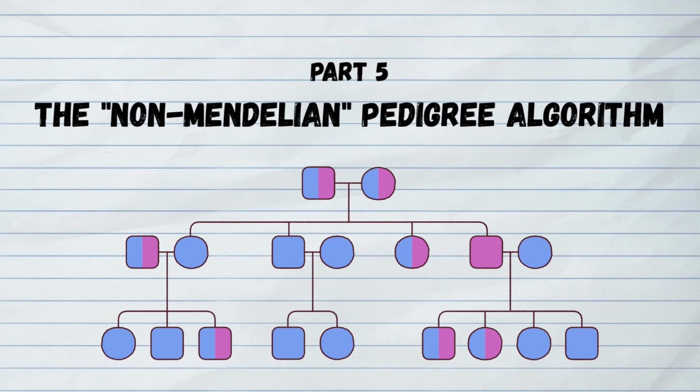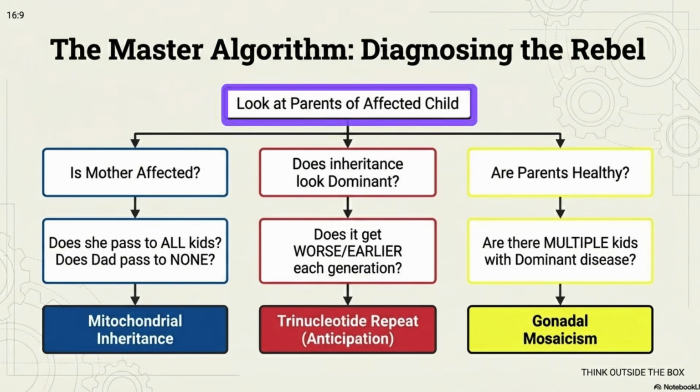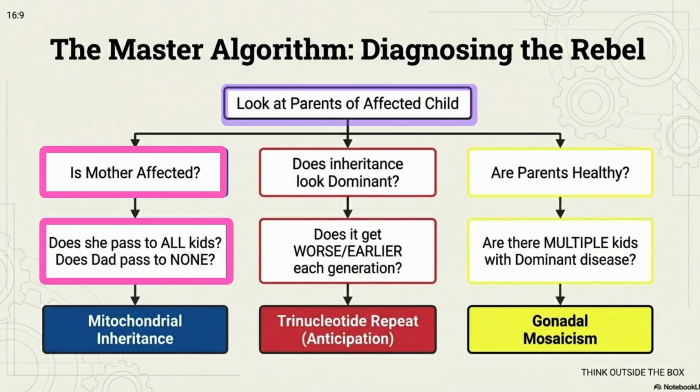Let's update our pedigree algorithm from part 1. Start looking at the parents of the affected child. If mother is affected, does she pass it to every single child? Does the affected father pass it to no one? If the answer is yes, then it is mitochondrial disease.